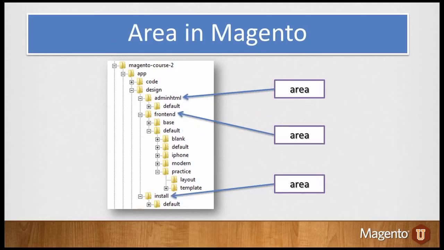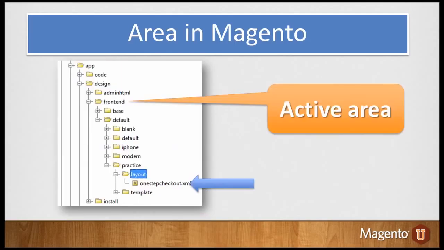If you open app/design, you will see admin, HTML, front-end, and install folders. These folders represent areas, and a matched controller sets the area name we are working with. Then the system looks for the layout update files, taking into account the current area name. That is, the system will notice our custom layout update file, onestepcheckout.xml, only when the request is for the front-end area.